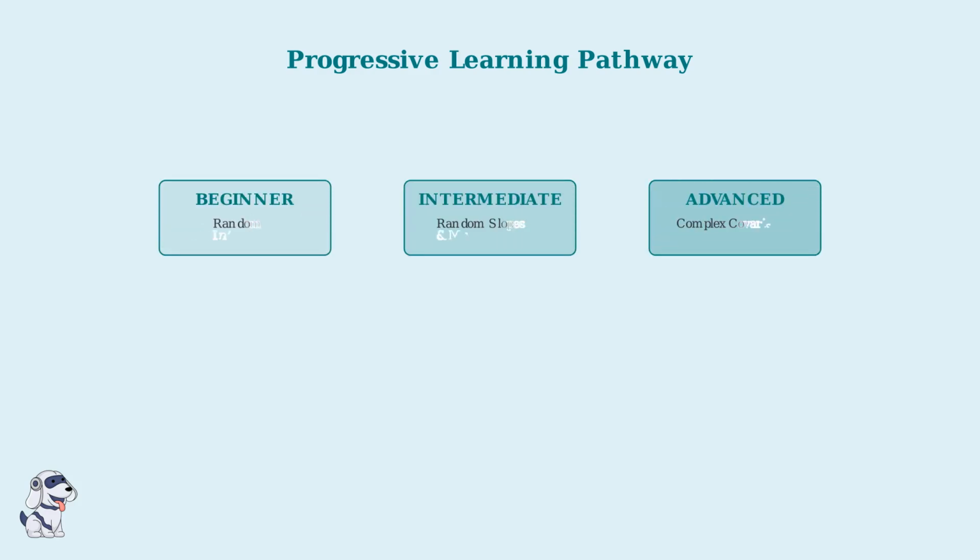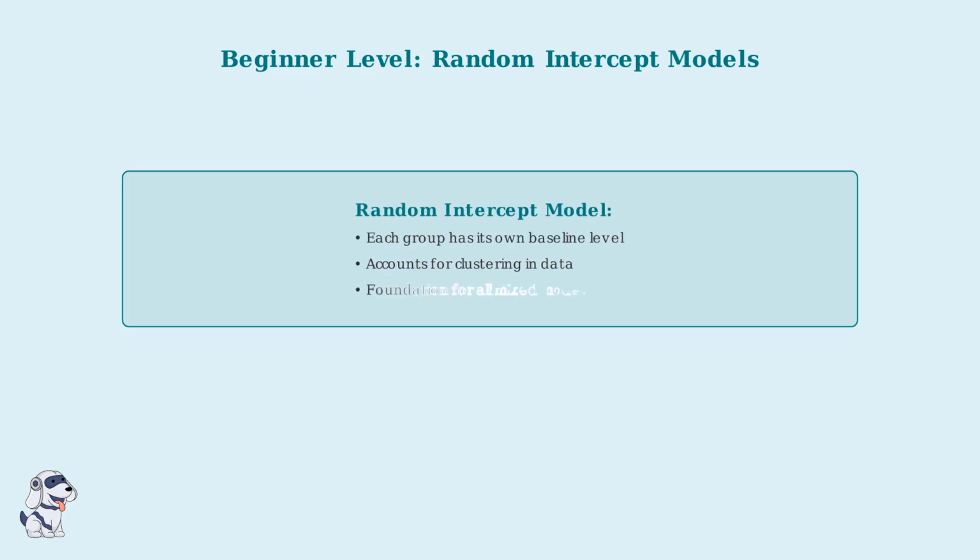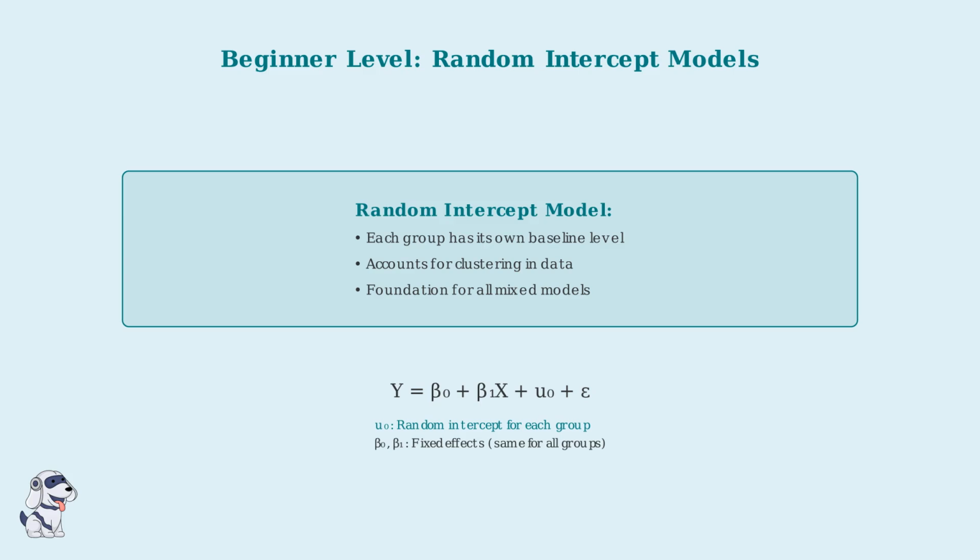Learning linear mixed models effectively requires a structured, progressive approach. We start with simple concepts and gradually build complexity, while developing essential practical skills along the way. At the beginner level, we start with random intercept models. These models allow each group in your data to have its own baseline level, while keeping the slope effects the same across groups. This is perfect for data where observations are clustered, like students within schools.